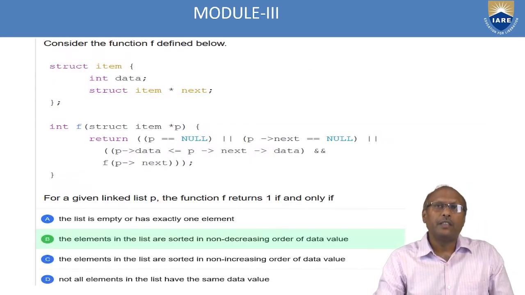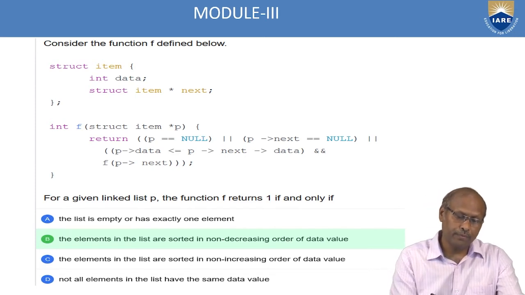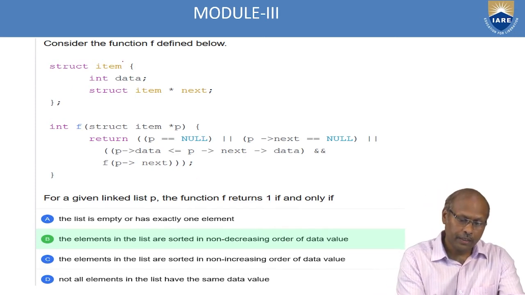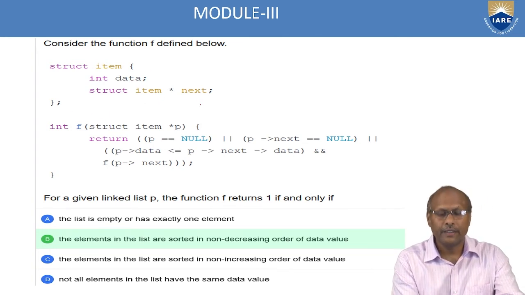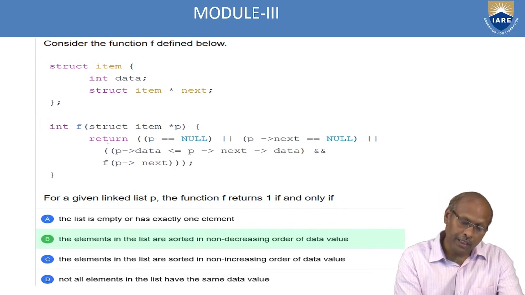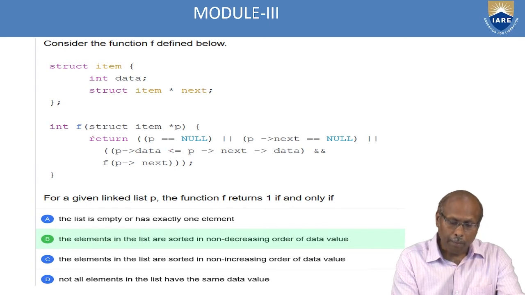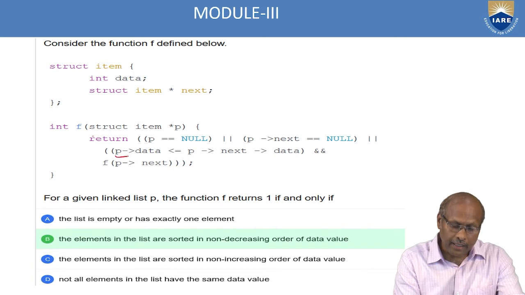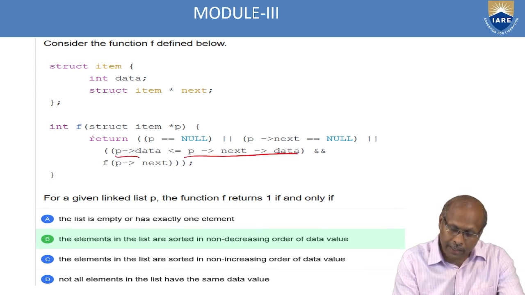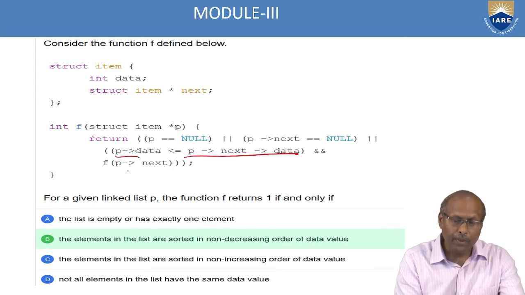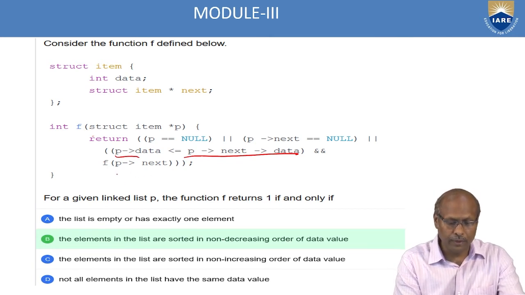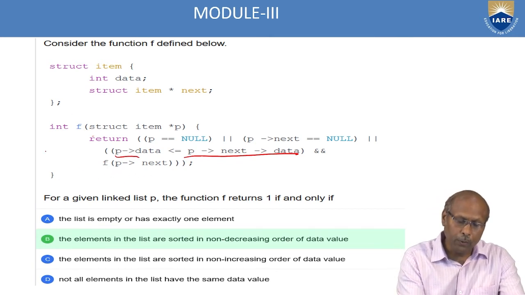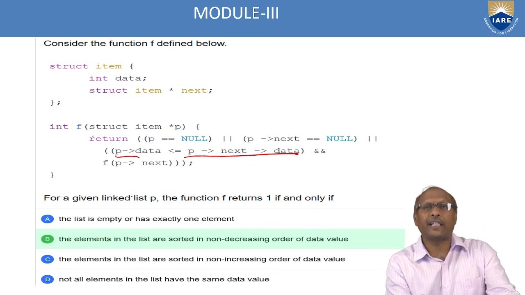Next question. Consider the function f defined below. A linked list is given, meaning a structure is given in the data: struct item star next. This is the given structure. Now the question is: int f(struct item *p), return p equal to null, or p of next is null, or p of data less than p of next of data, and f of p of next. That means f is calling f. If you execute this code, what is the output they are asking?